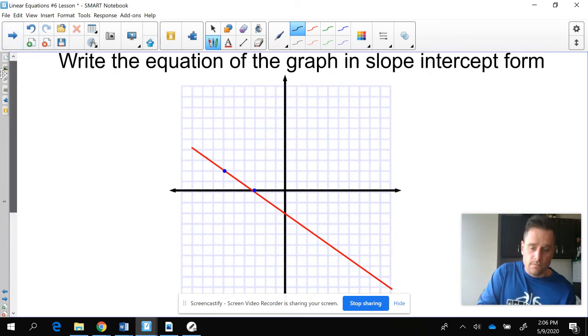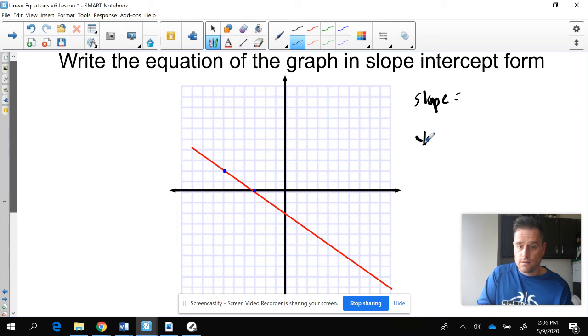Okay. What I'd like you to do is take a look at this one right here. Can you tell me the equation of the graph in slope-intercept form? I want you to focus on these 2 points. Use these 2 points to solve for the slope. The 2 things you need to know are the slope and the y-intercept. The y-intercept is right here, which is -2.